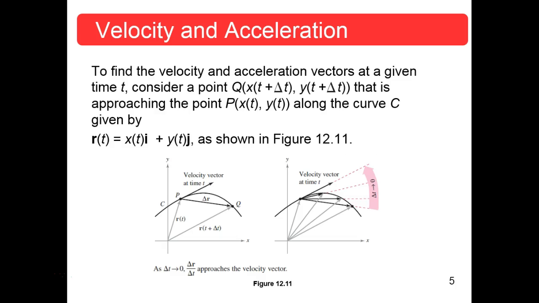To find the velocity and acceleration vectors at a given time t, consider a point Q, which is x of t plus delta t, so it's a little further down the curve, y of t plus delta t, approaching a point P, which is P of x of t, y of t, along a curve C given by this expression.